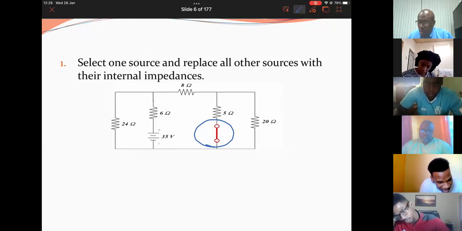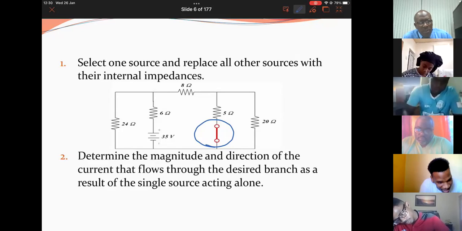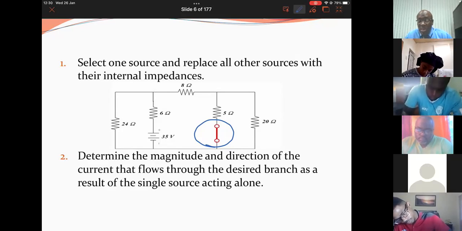All right. Next step is that we're going to determine, I mean, maybe this is overkill, but we're going to determine the magnitude and direction of the current. I could simply say determine the current that flows through the desired branch. Because current is a vector quantity, so it must be magnitude and direction, yeah? But we're emphasizing it because it is that important. So we are going to determine the magnitude and the direction.